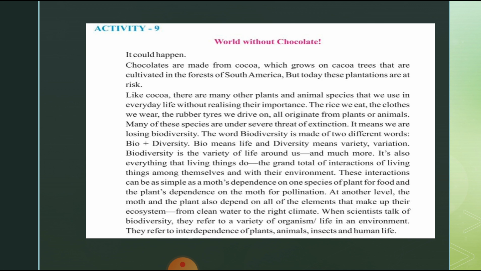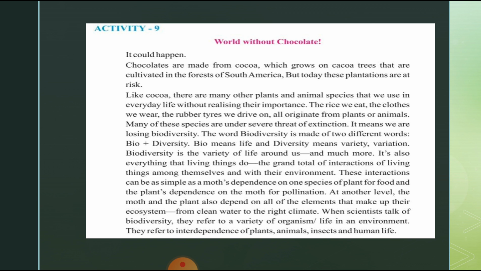And it's everything that living things do, the grand total of interactions. Interaction means having effect on one another. All these are related to and dependent on each other, living things among themselves and with their environment. This interaction can be as simple as a moth's dependence on one species of plant for food, and the plant's dependence on the moth for pollination. Pollination is putting pollen into the flowers of a plant so that it can produce seed.